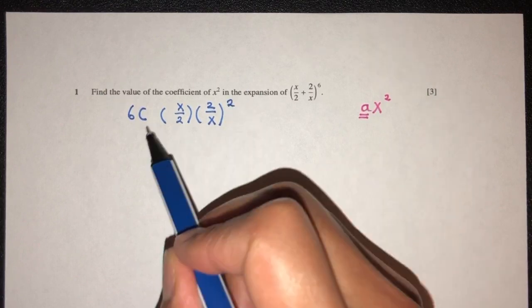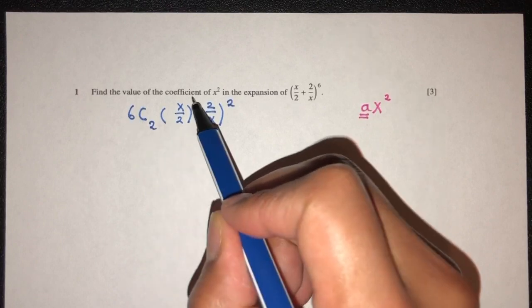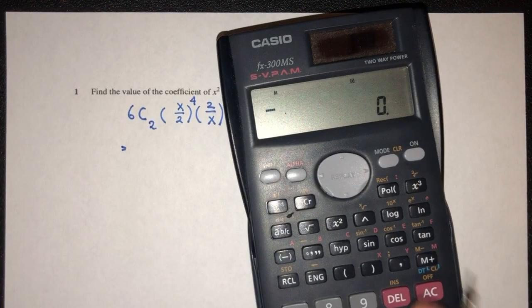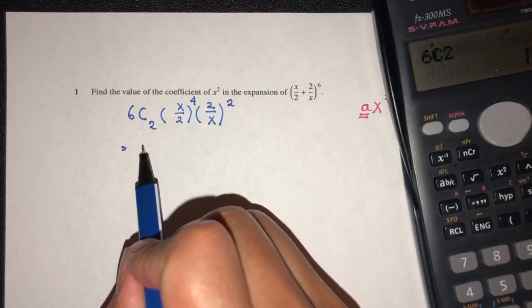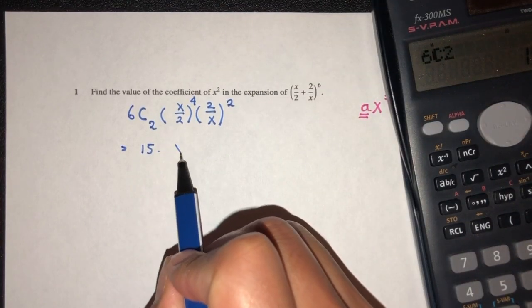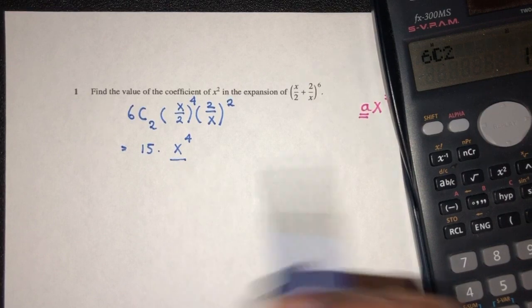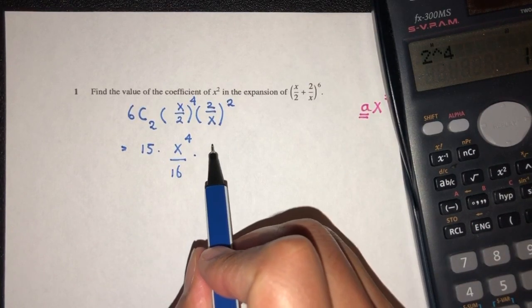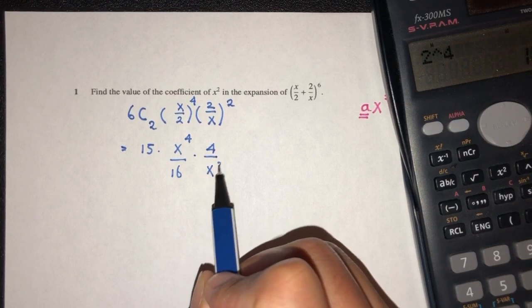This is 2, that will be 2 here. 6 minus 2, that will be 4. Now we can expand and see what happened. So 6 choose 2, that will be 15. That will be x power 4 over 2 power 4, which is 16, and that will be 4 over x squared.